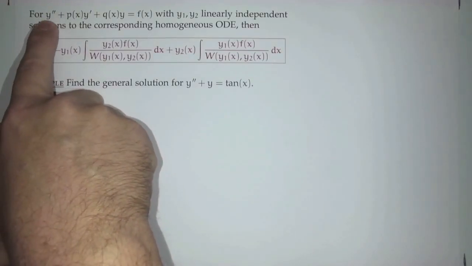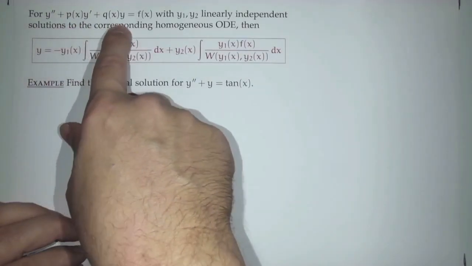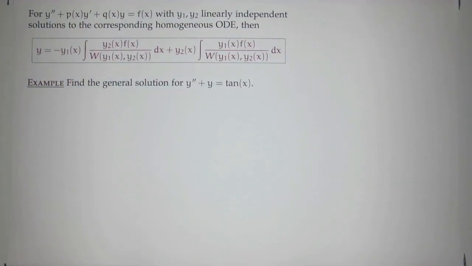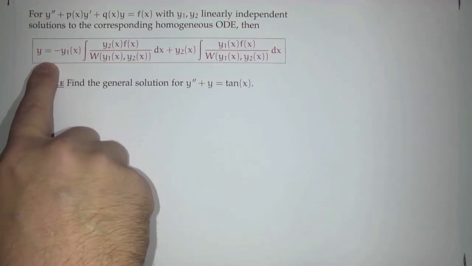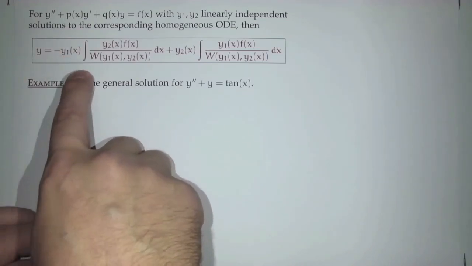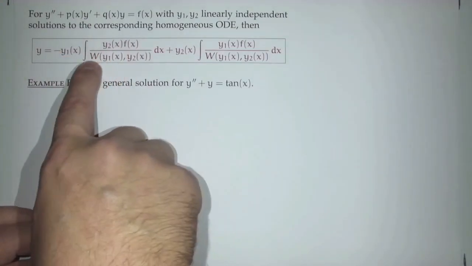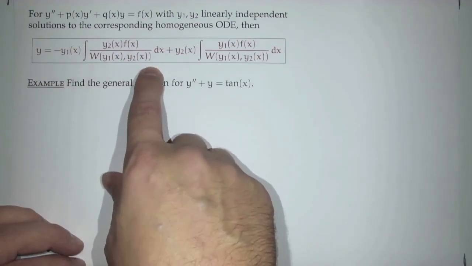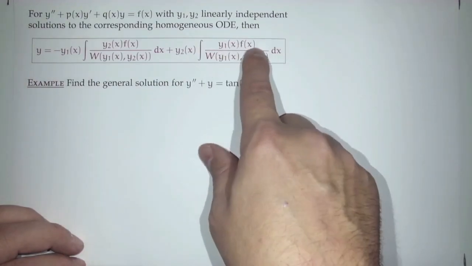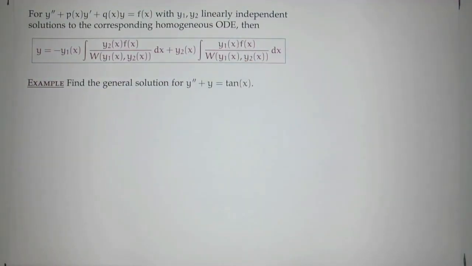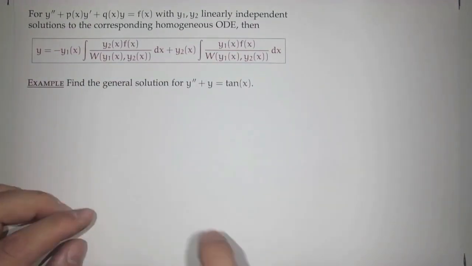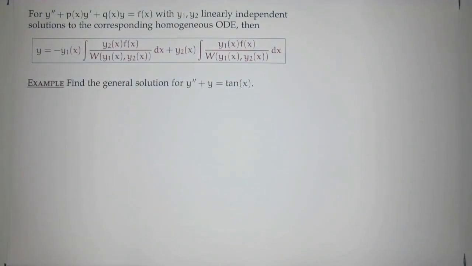If we have a second order differential equation, y double prime plus p of x y prime plus q of x y equals f of x, and we know y1 and y2, which are linearly independent solutions to the corresponding homogeneous ordinary differential equation, then we can say that y is minus y1 of x times the integral of y2 of x f of x over the Wronskian of y1 and y2, plus y2 of x times the integral of y1 of x f of x over the Wronskian of y1 and y2. When we're actually doing these variation of parameters problems, we just start here. We don't go through the derivation. That takes too long.